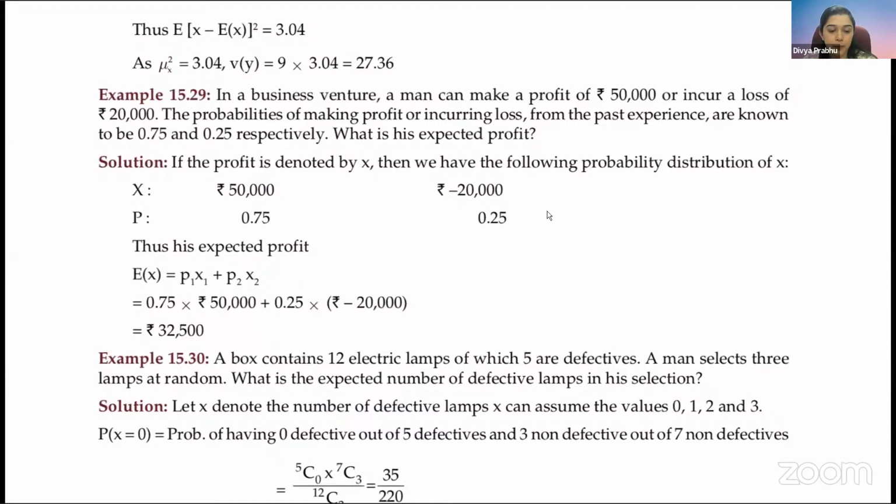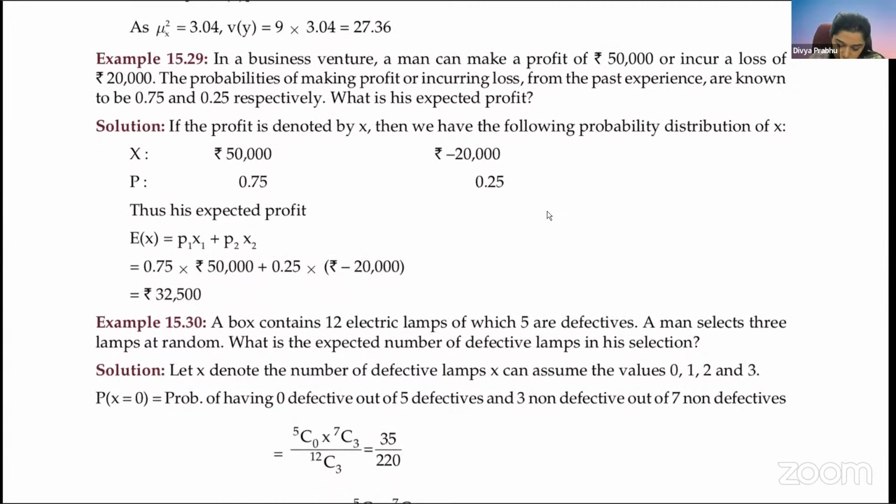Question, example number 15.29. In a business venture, a man can make a profit of rupees 50,000 or incur a loss of rupees 20,000. So he's making a profit of 50,000, loss of 20,000. The probabilities of making profit or incurring loss from past experience are known to be 0.75 and 0.25 respectively. What is his expected profit?